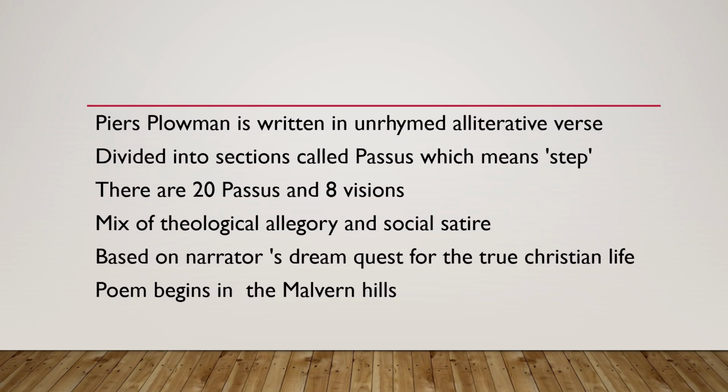Known as the first allusion to a literary tradition of Robin Hood's tales, Piers Plowman is a mix of theological allegory and social satire based on the narrator's dream quest for the true Christian life. It is a journey through a series of dream visions. The dreamer seeks, among other things, the allegorical characters Do-Well, Do-Better, Do-Best. In the prologue, it is mentioned that the poem begins in the Malvern Hills.